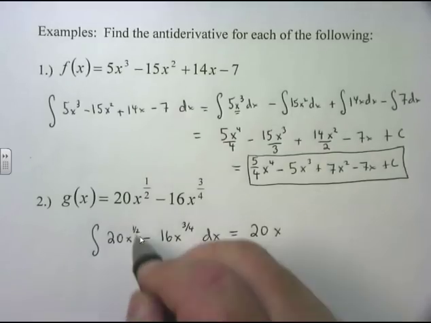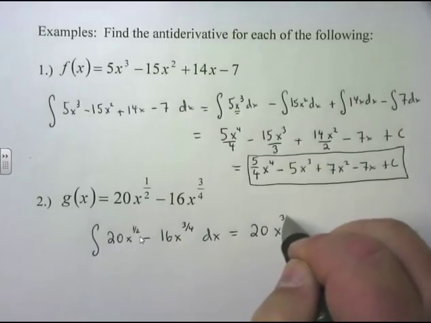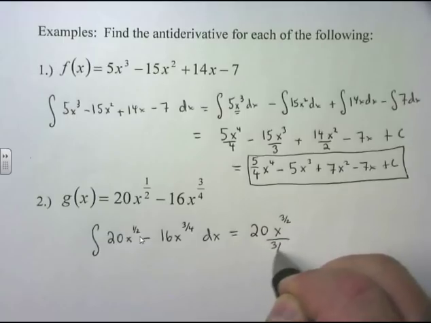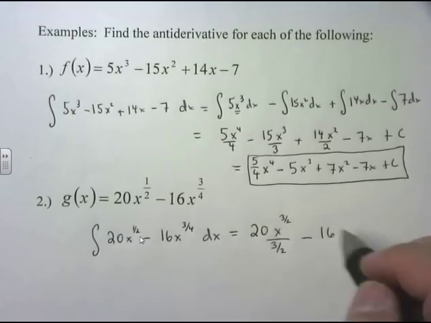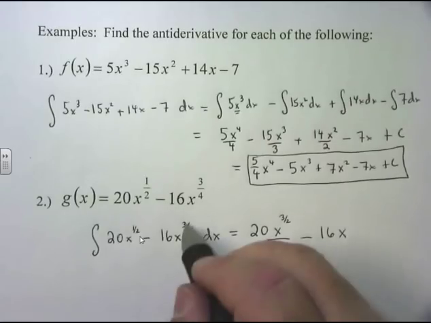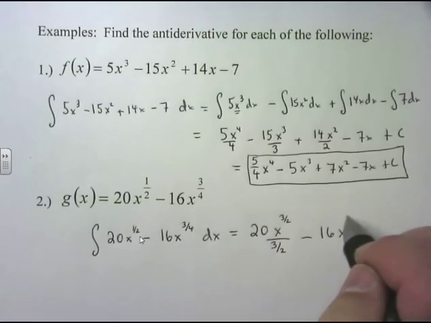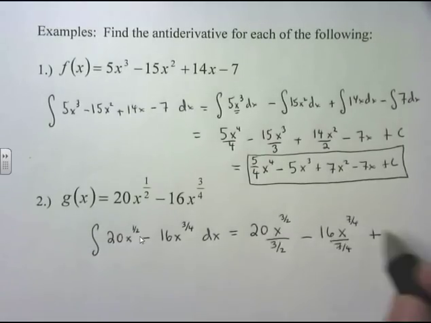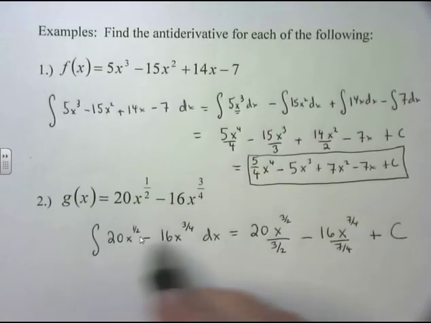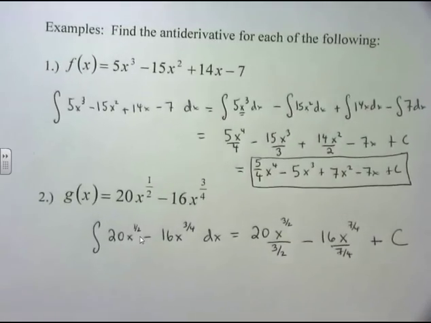That'll be x to the adding 1 to a half is 3 halves over 3 halves. We'll clean them up in a minute. Minus 16. This is x to the 3/4. So we add 1 plus 3/4 is 7/4 over 7/4. And every time you integrate, you always have a plus c, and with multiple terms being integrated, one big plus c at the end.